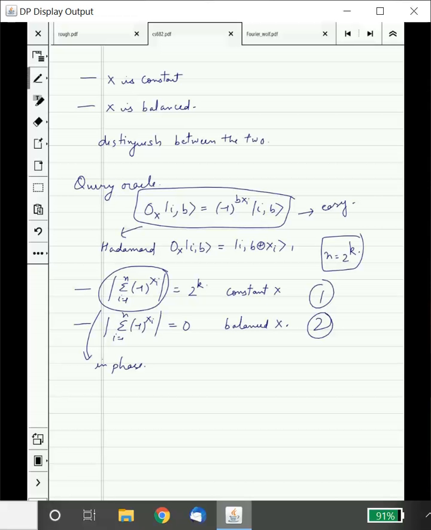This is basically Hadamard. I'm going to write this equation. You can convince yourself. It's not very difficult. I'm describing the action of Hadamard on state i.